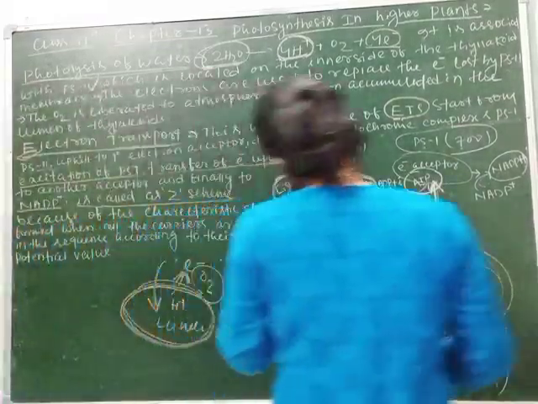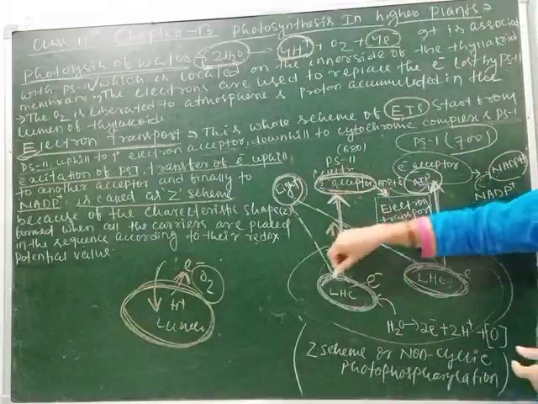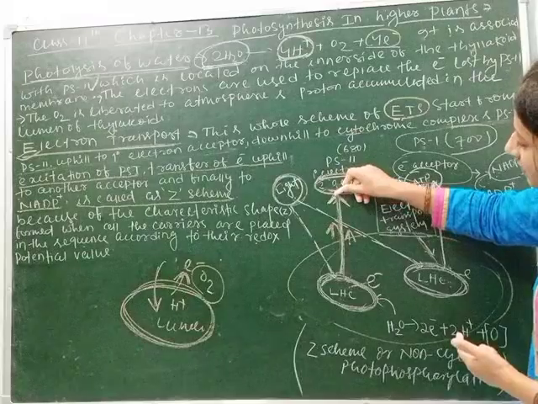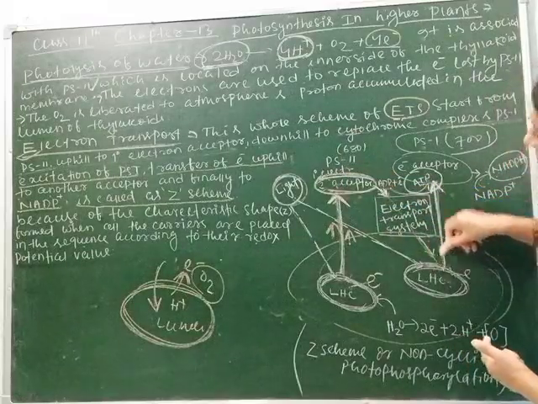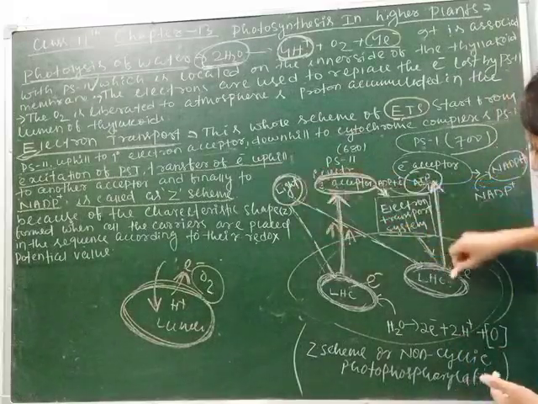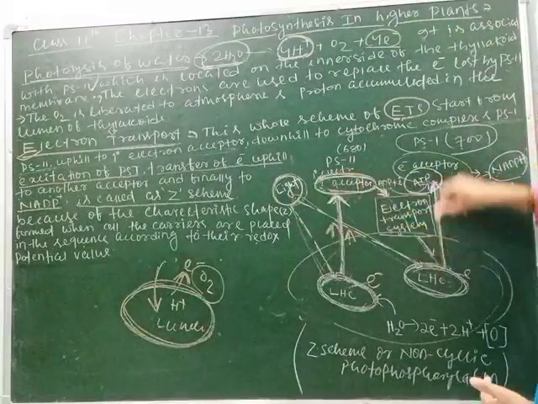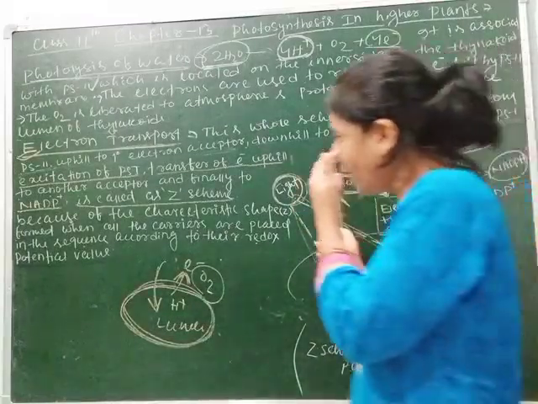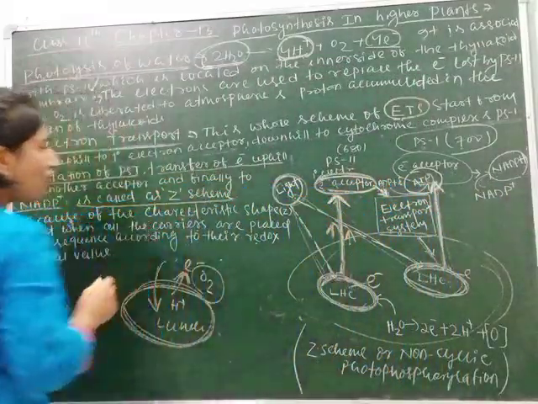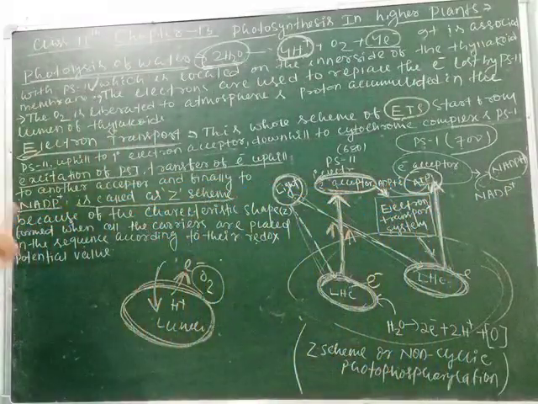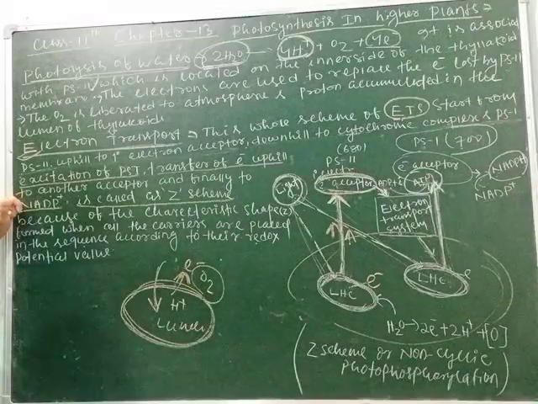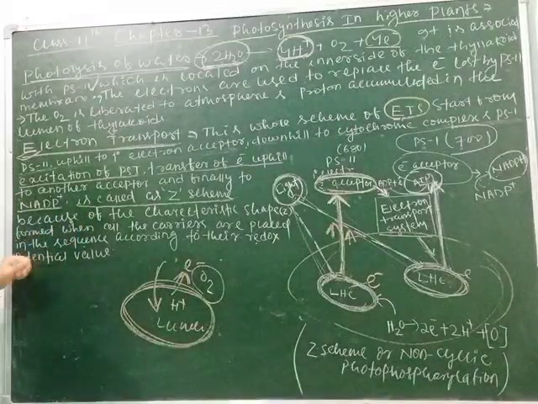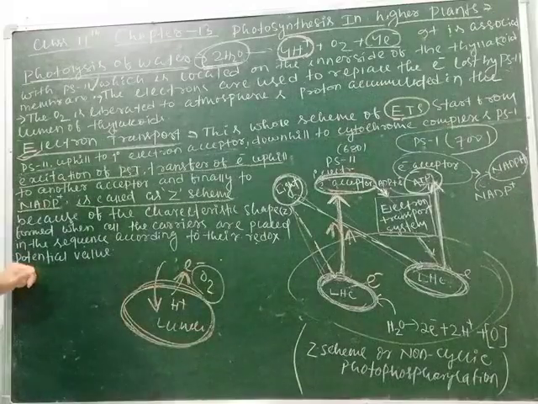Dear students, if you notice the diagram, it looks like a Z scheme. Here like this, then this comes like this and this. So this type of structure during electron transport is called the Z scheme because of the characteristic shape formed when all the carriers are placed in sequence according to their redox potential value.